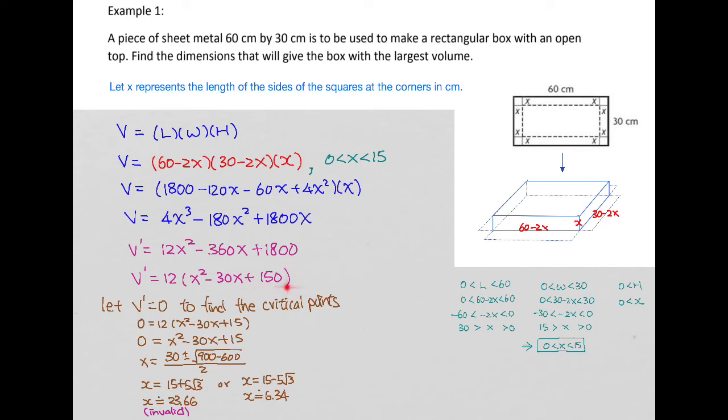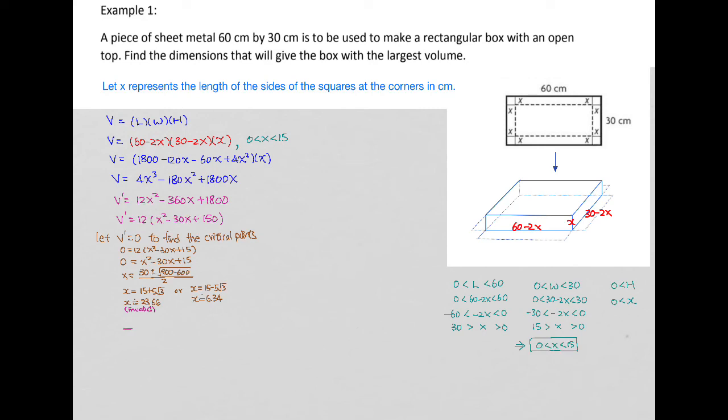Because this quadratic function is not factorable, we have to use the quadratic formula to find our critical points. Once we use the quadratic formula, we will find it's 15 plus 5 root 3, which is approximately 23.66, which is outside our domain. So this critical point is invalid. And the other one is 15 minus 5 root 3, which is approximately 6.34, which is within our domain. So this is our critical point.